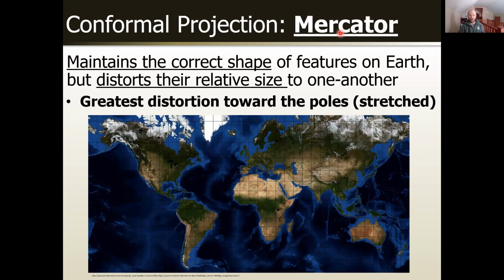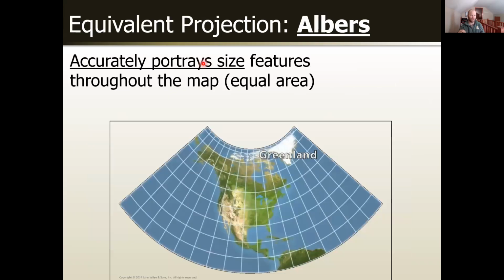You've probably seen maps both in popular outlets, whether it's on TV or in a magazine, that use the Mercator projection, including other mapping software. So the setup here maintains shape, but distorts size, with distortion greatest towards the poles.